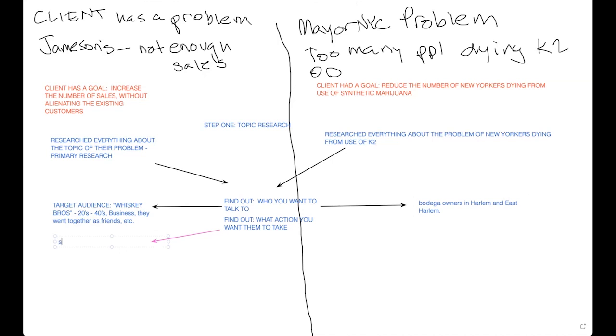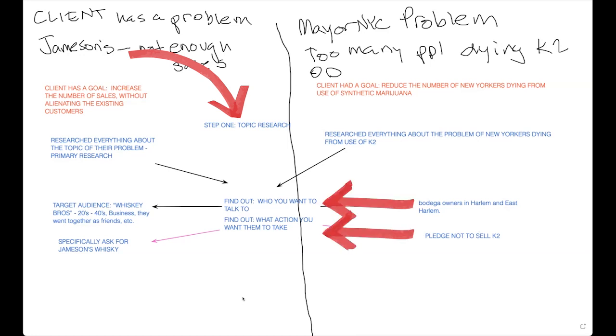Jamesons wanted their target audience to ask for Jamesons by name. The action that we wanted our bodega owners in Harlem and East Harlem, our target audience, to take was to pledge not to sell synthetic marijuana. So that is step one and the result of step one.